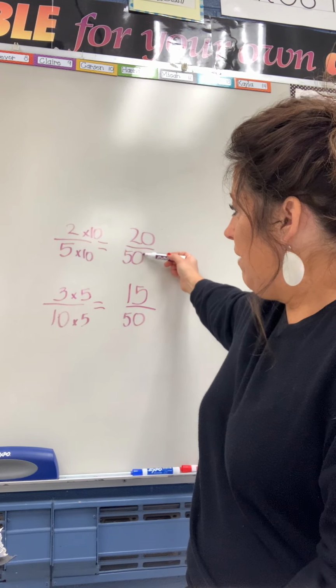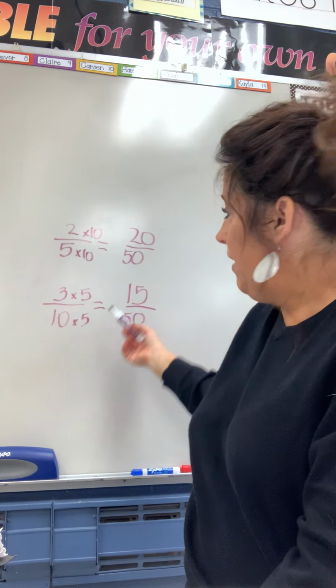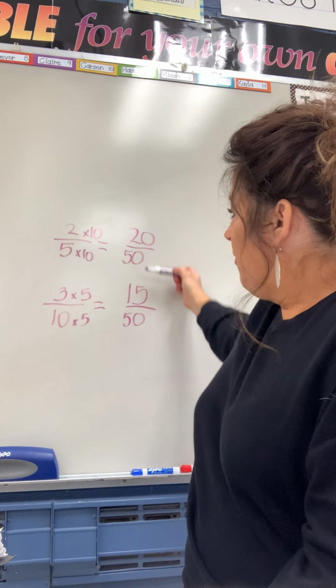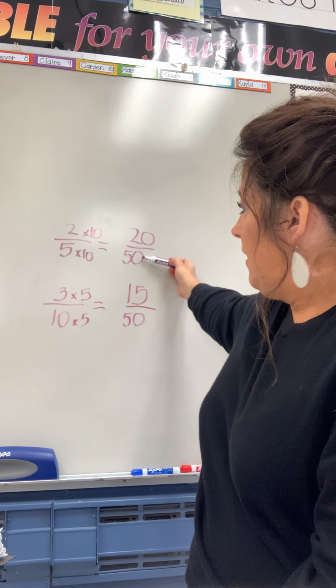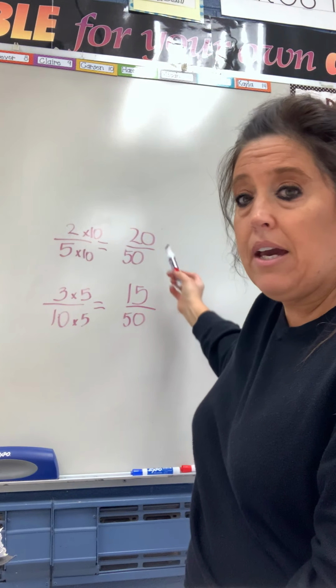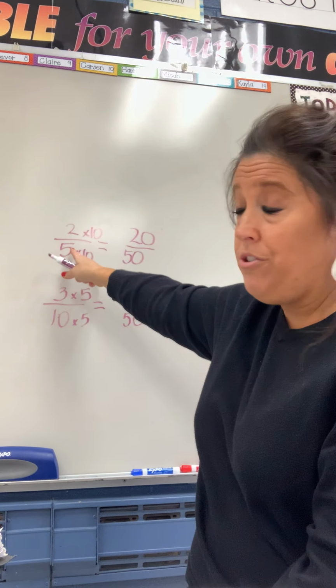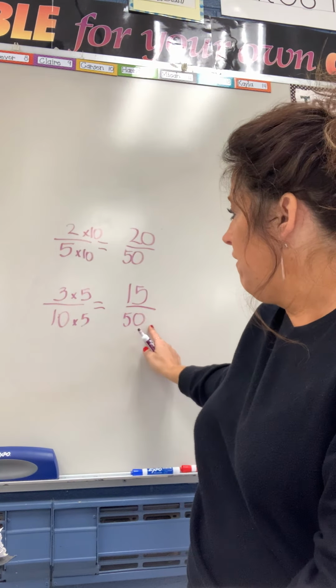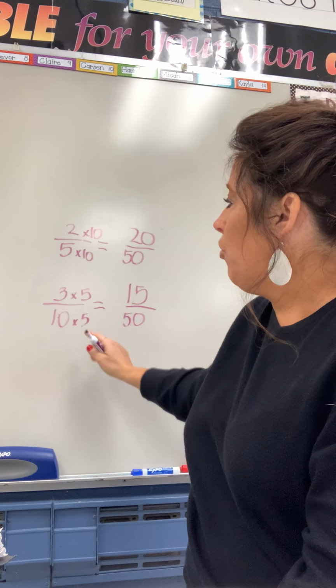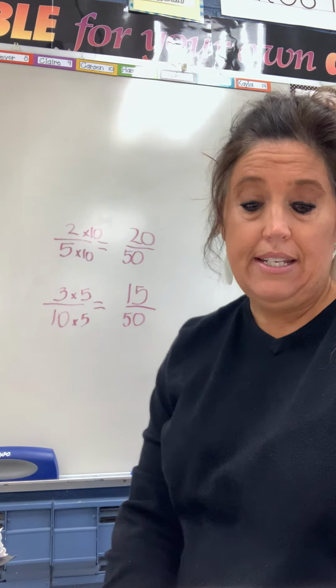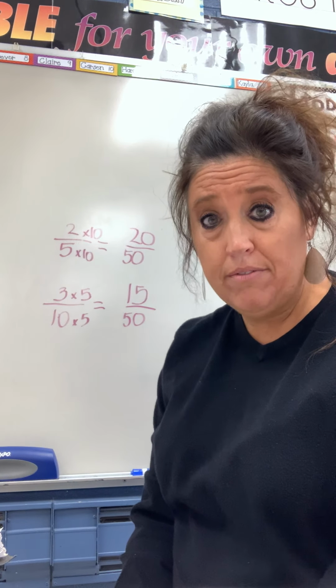Okay, now I have the same thing. I have 50ths. That means I can work with it. Is 20 50ths greater than or less than 15 50ths? Well, 20 50ths is greater than 15 50ths. So because 20 50ths represents 2/5 and 15 50ths represents 3/10, I can say that 2/5 is greater than 3/10. Okay, hopefully that makes sense.